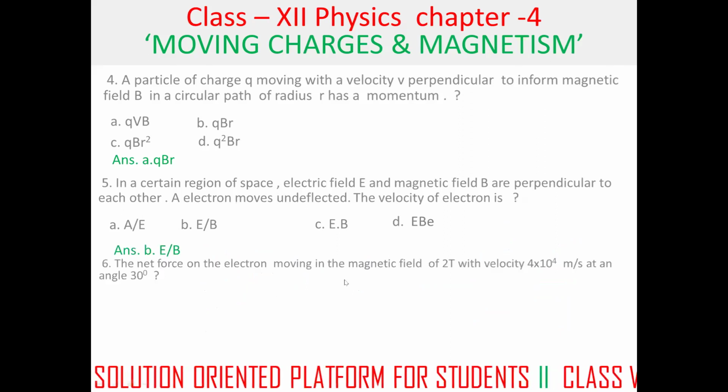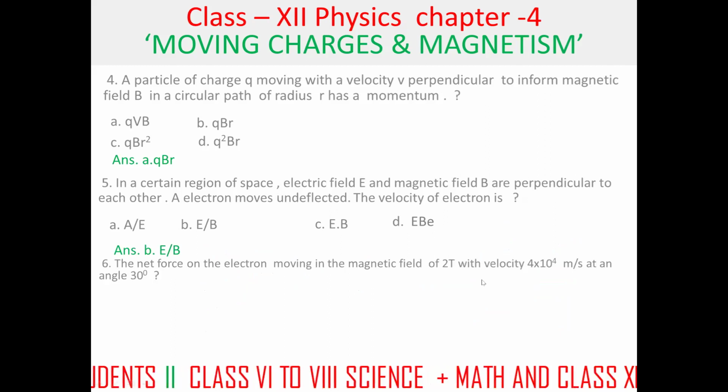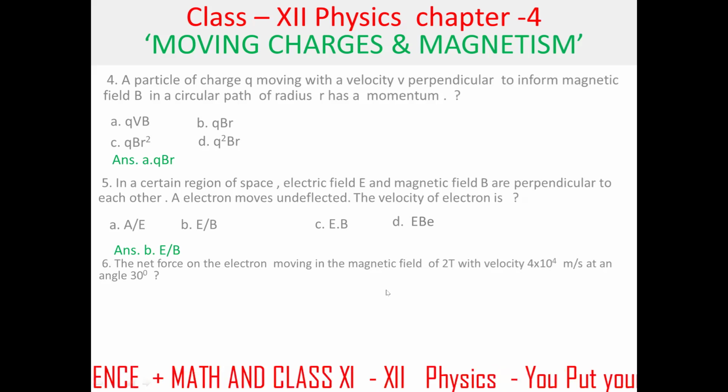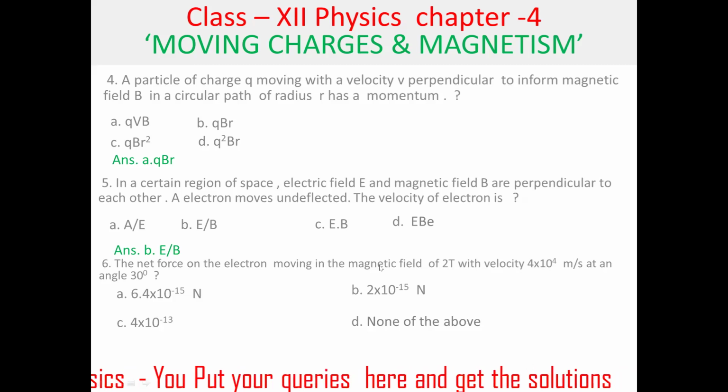The net force on the electron moving in the magnetic field 2 Tesla with velocity 4 into 10 to the power 4 meter per second and angle 30. So it is very easy. This is the option. We will use the formula.